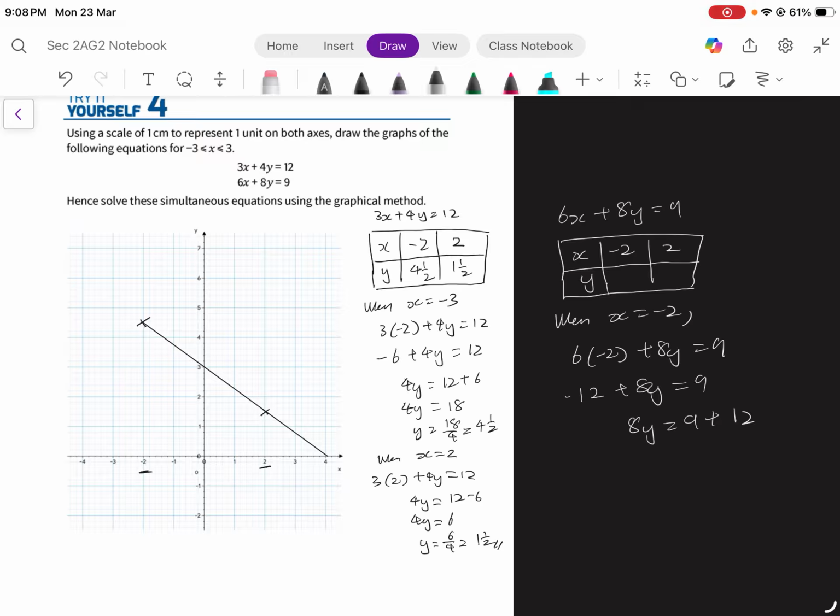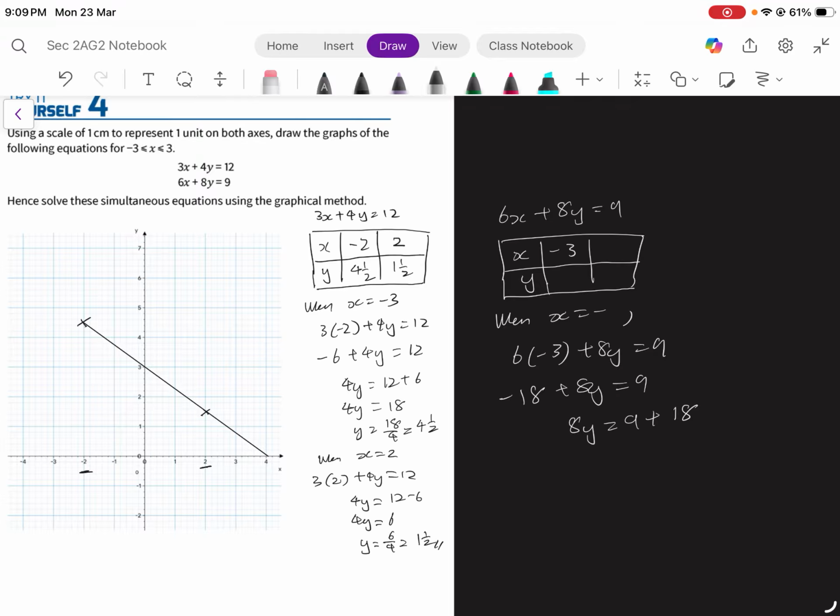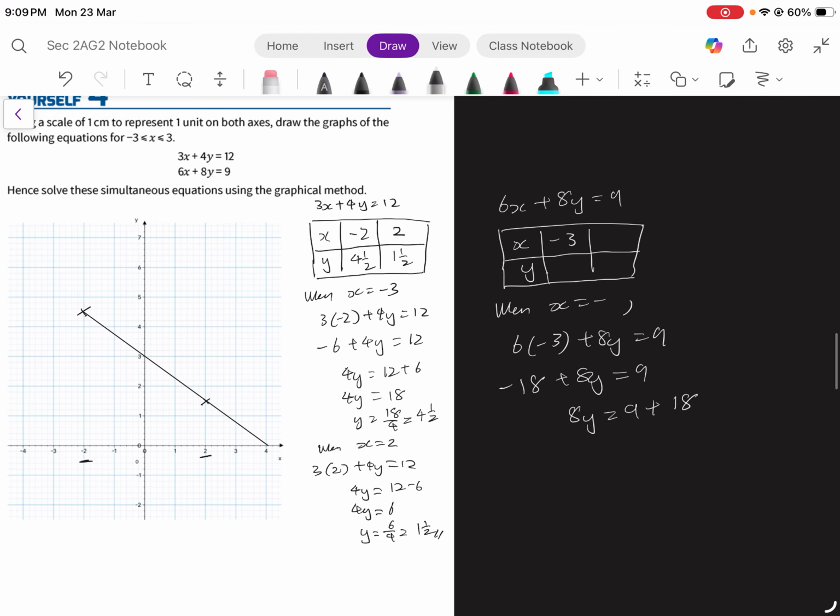Okay, so for this one, I don't think 2 is good. So I'm going to try minus 3 now, because it equals 9. I should get minus 18, bring over, becomes plus 18. It's quite difficult to get a nice number. Okay, let's just try. So I will get 27 divided by 8, which is 3 and 3 over 8.